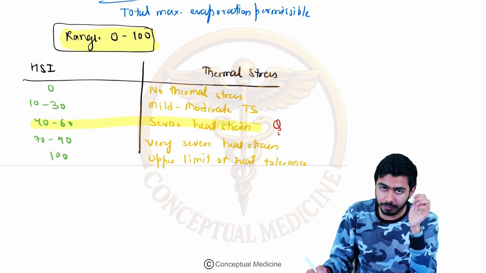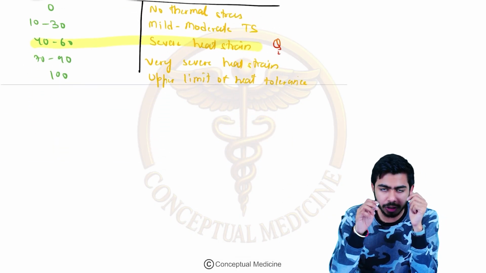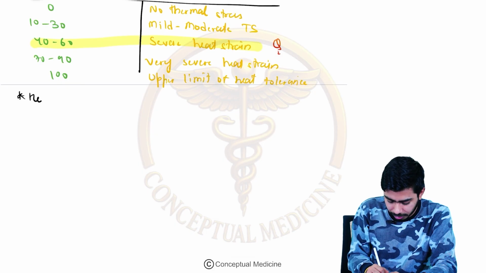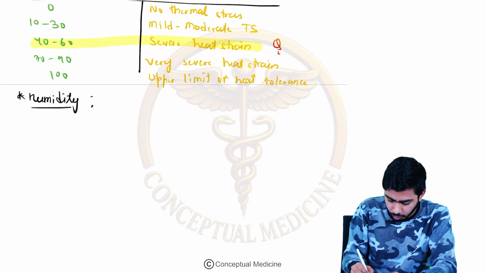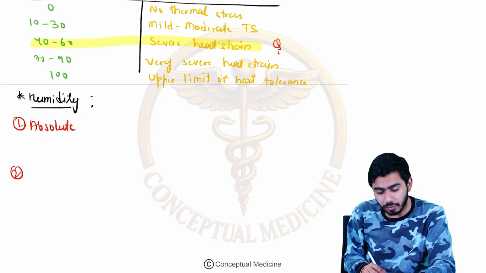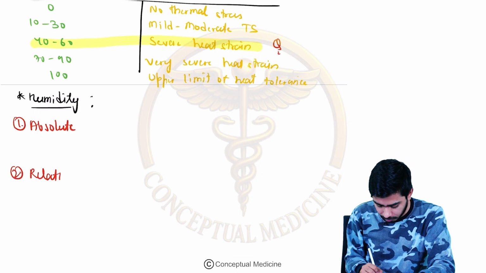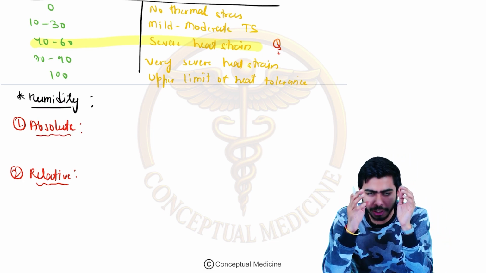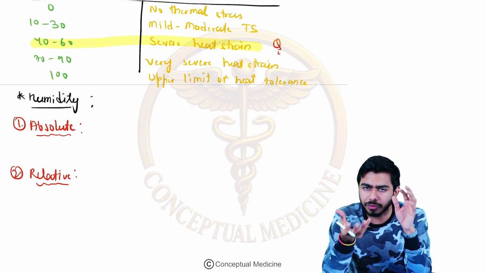Okay, now we shall talk about humidity. Humidity is basically the amount of water vapor present in the air. Humidity can be of two types: one is absolute humidity and another is relative humidity. Absolute humidity is the weight of water vapor in a unit volume of air.